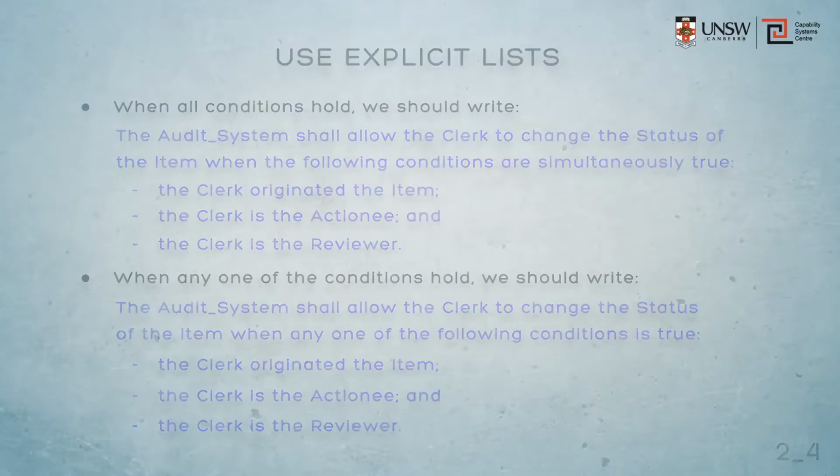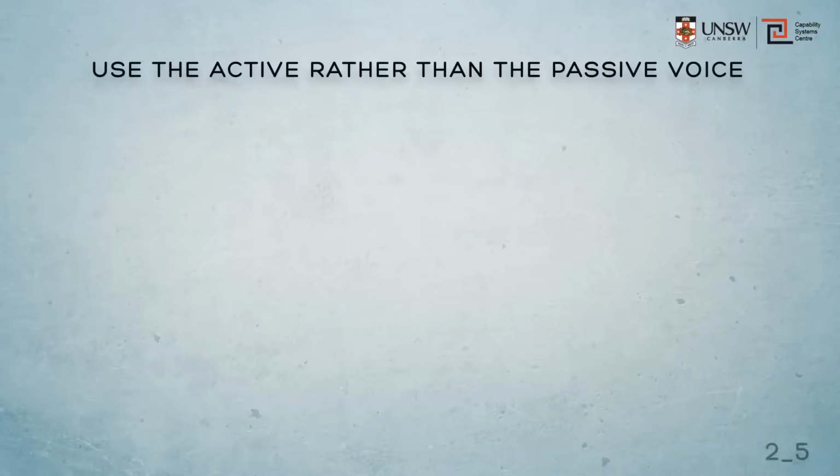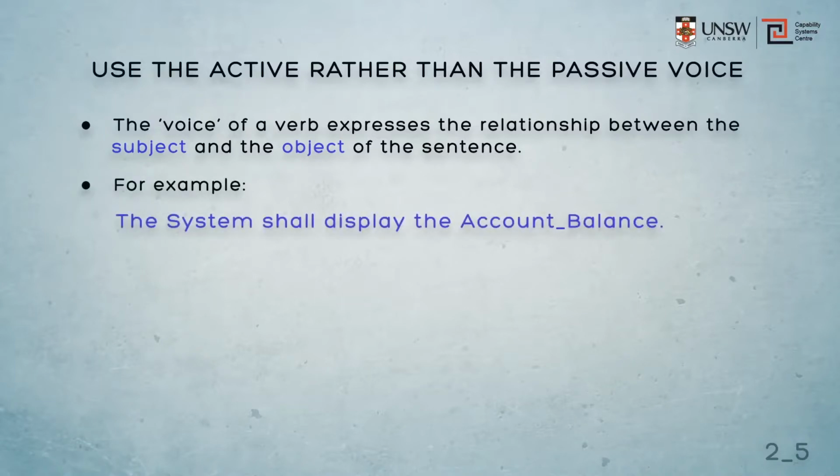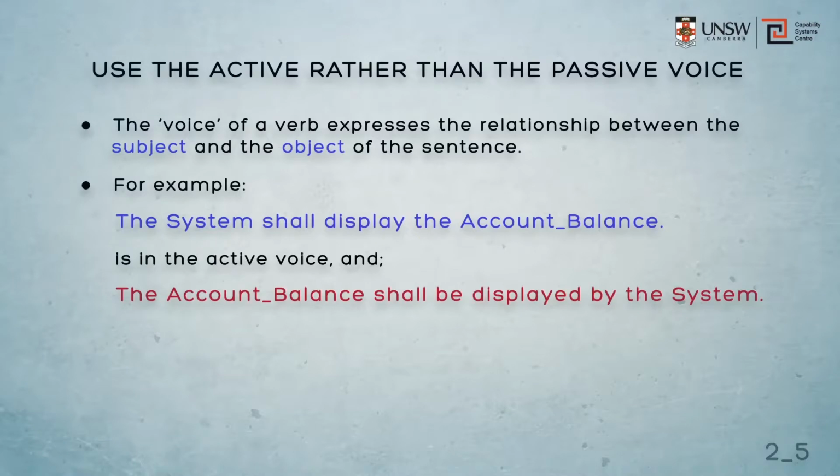Another source of ambiguity relates to the position of the subject and the object in the sentence. The relationship between the subject and object is related to what we call the voice of a verb. In a sentence written in the active voice, the actor that performs the action of the verb is the subject of the sentence. In the passive voice, the subject is the target of the action. So, for example, the statement, the system shall display the account balance, is in the active voice. It's subject, verb, object. The statement, the account balance shall be displayed by the system, is in the passive voice.